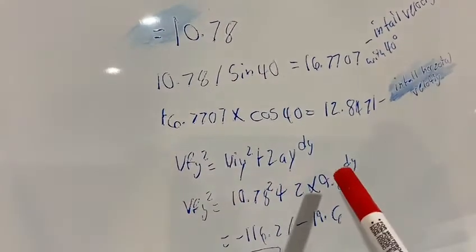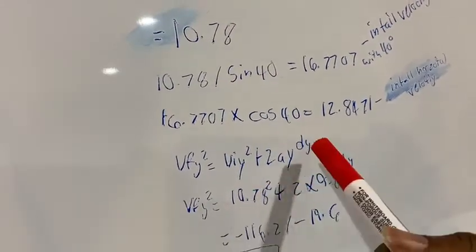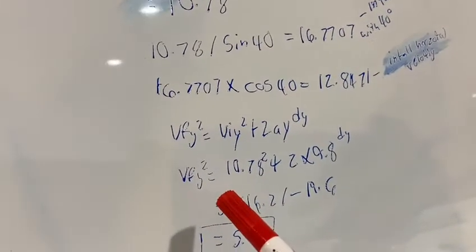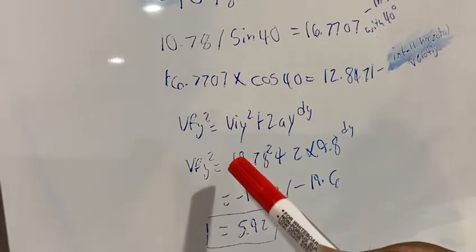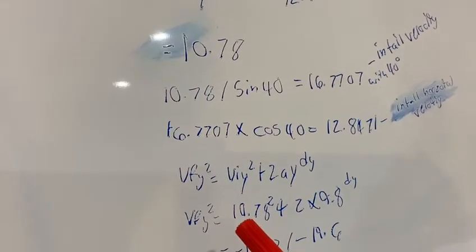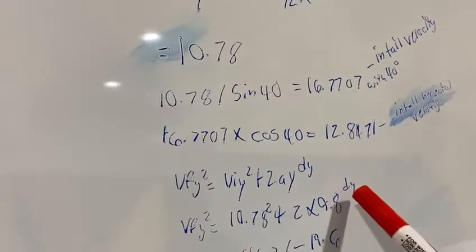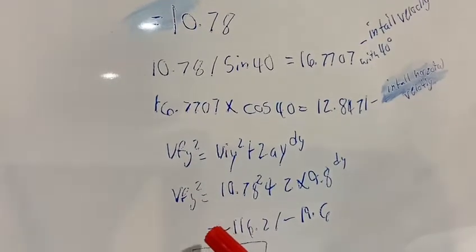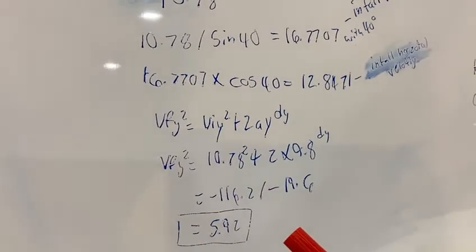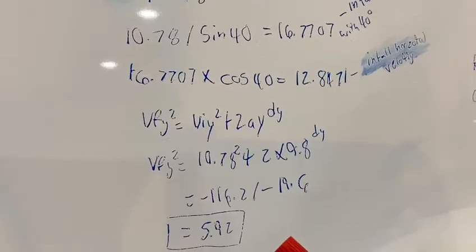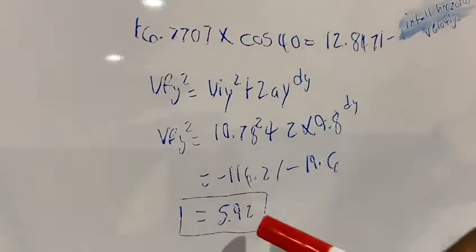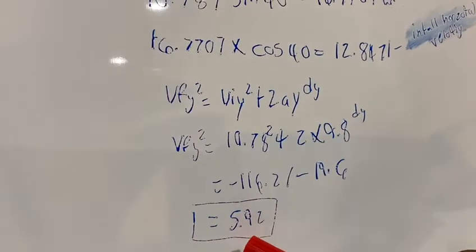Then you just plug in all the numbers that you would have before, like you did in the previous equations above, which will give you VFY squared equals 10.78 squared plus 2 times 9.8 over dy, which eventually will get you the number, which will give you this answer, which is minus 116.2 divided by minus 19.6, which when you put it together, you'll get the max height of 5.92.